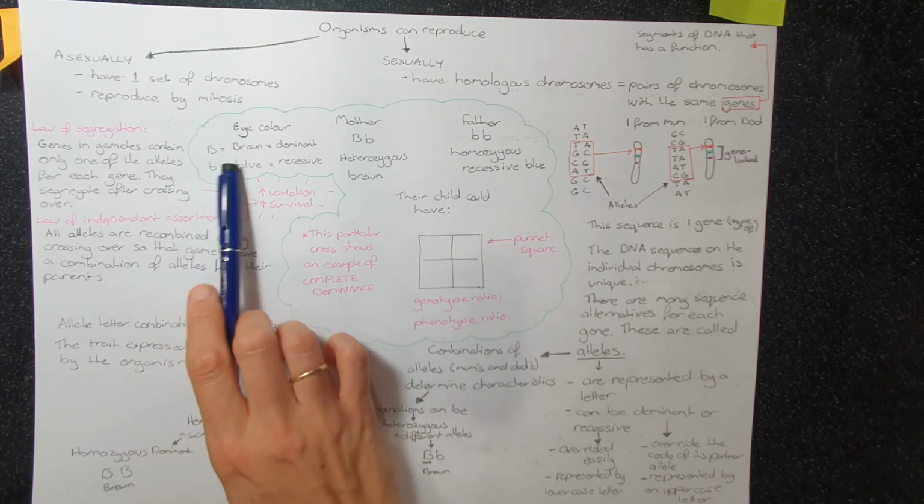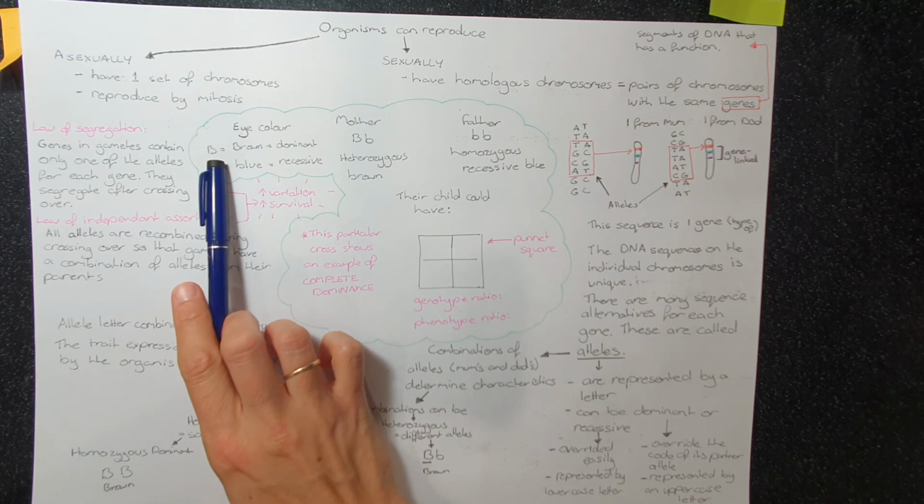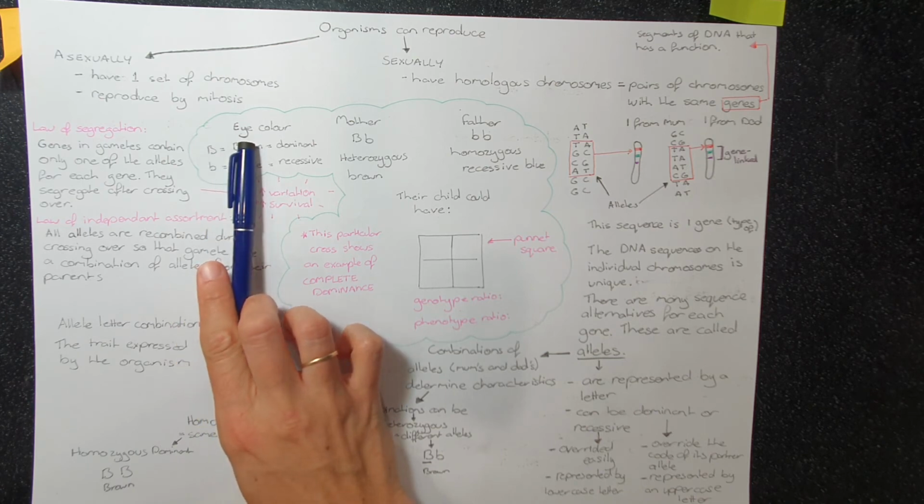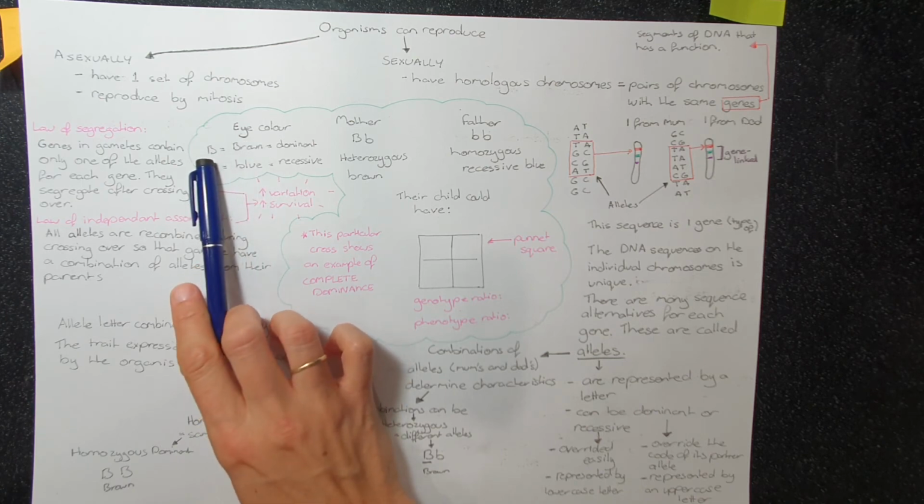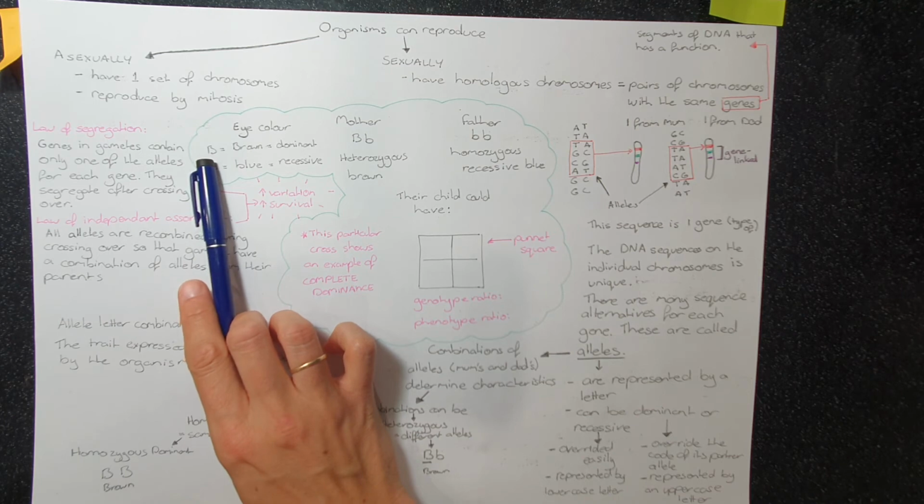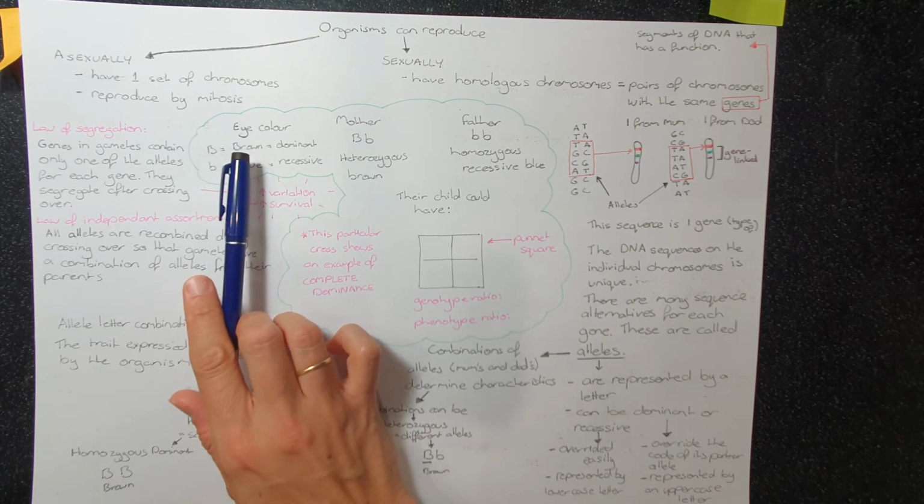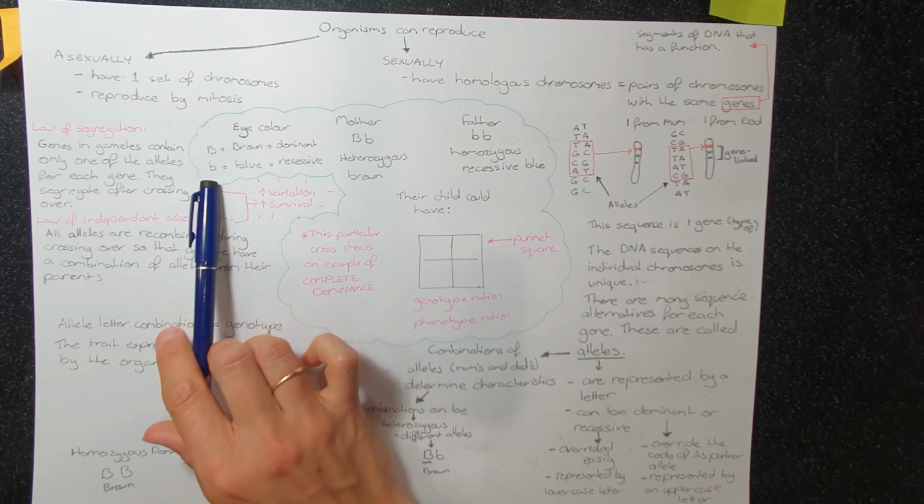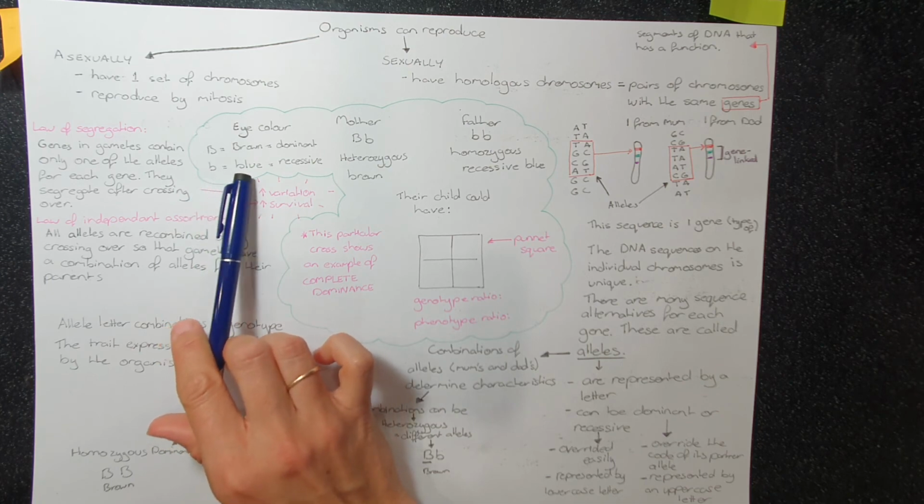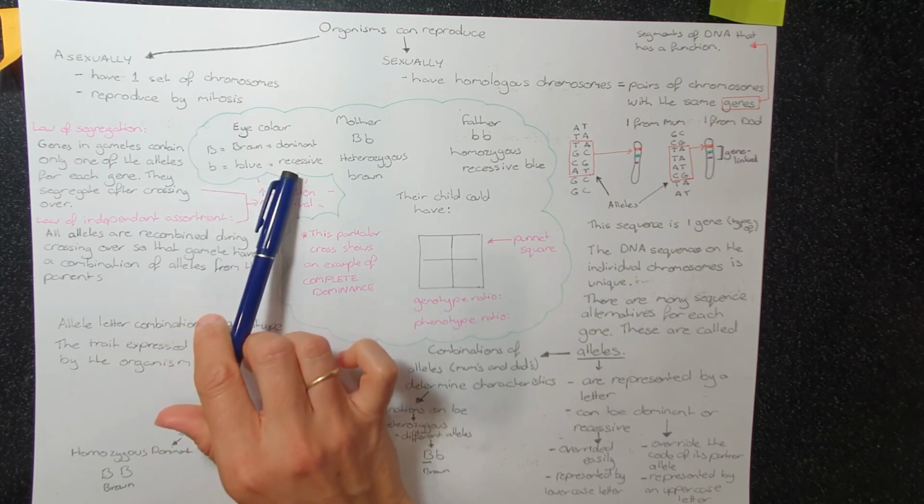So eye color, we've got complete dominance. I'm telling you that we're going to use the letter B to represent the gene of eye color, and we're going to use capital B to represent the allele of brown, because it's dominant, and a lowercase b to represent the allele of blue because it is recessive.